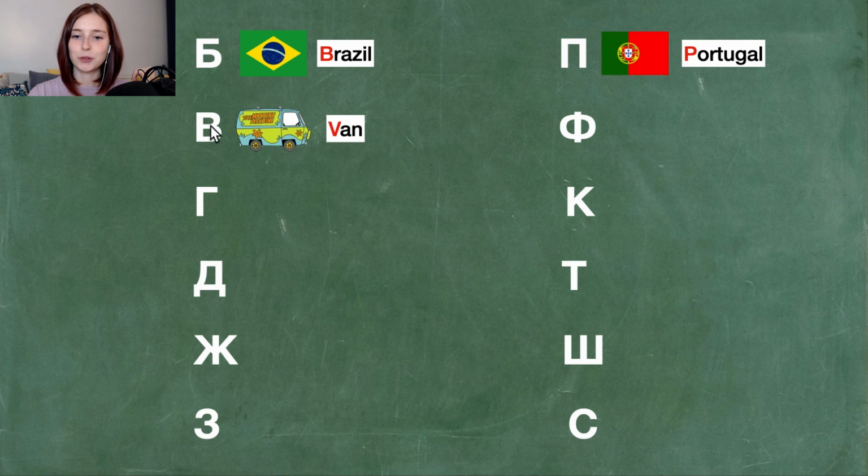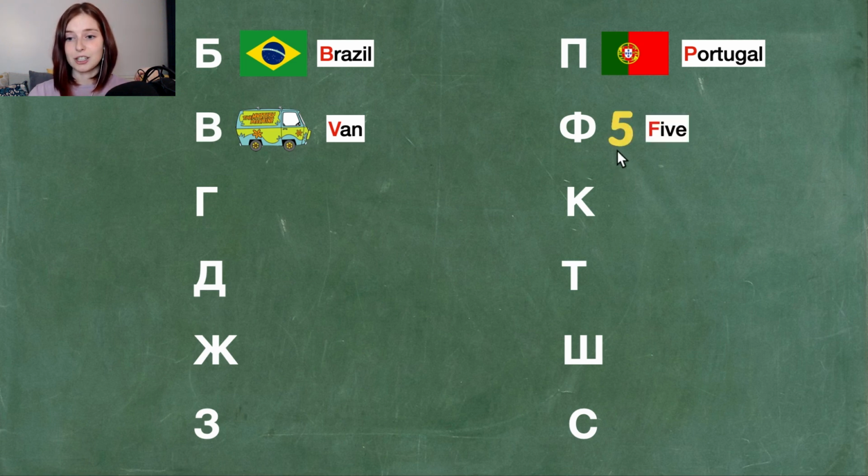Okay, confusion starts here. This is not B, this is our V, like in van. The only way to learn it is just to learn it. There is no other way, unfortunately.